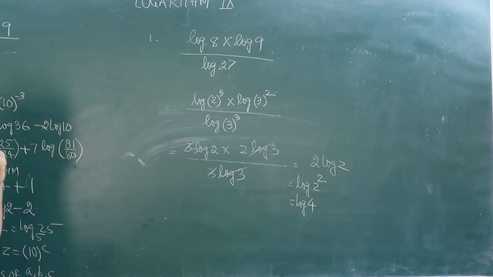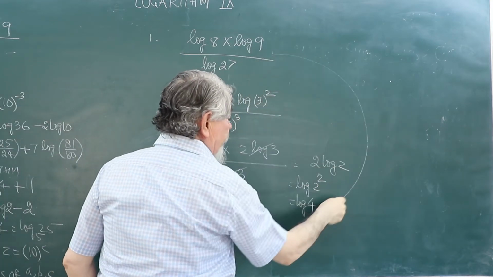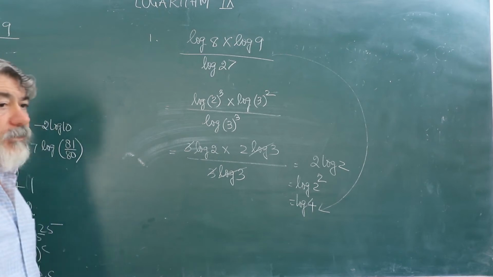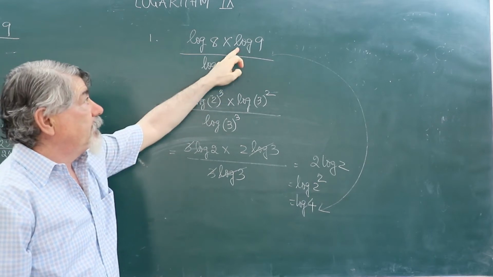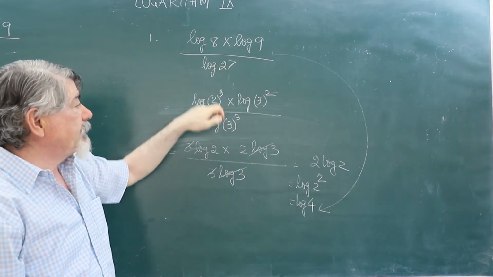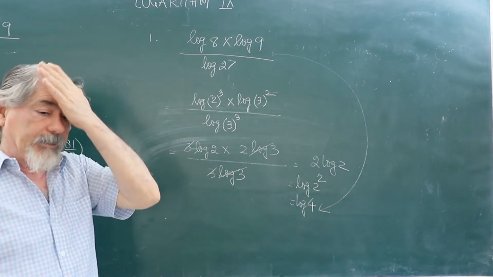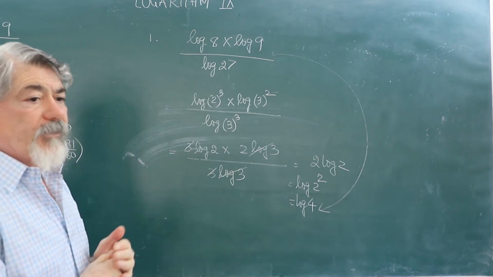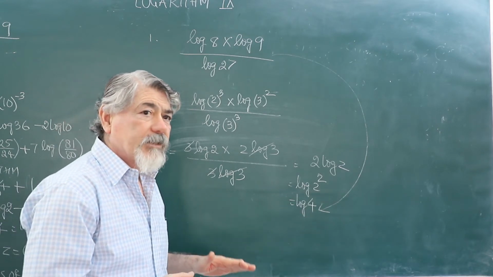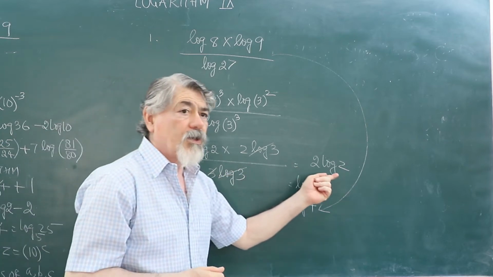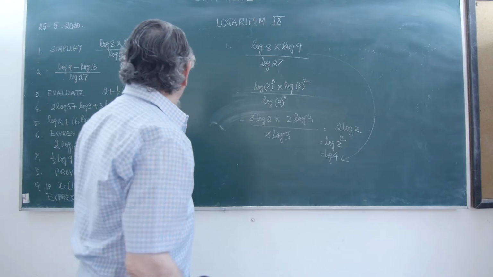We started with log 8 into log 9 upon log 27. From this we were able to simplify it to log 4. We could convert it into log 4 by writing 8 as 2 to the power 3, 9 as 3 to the power 2, 27 as 3 to the power 3, and then we brought the power in the beginning and cancelled whatever was there in numerator and denominator, and whatever was left is written in the most simplified form. Like we have got 2 log 2, then I am writing 2 log 2 as log 2 to the power 2. Now let us see question number 2.